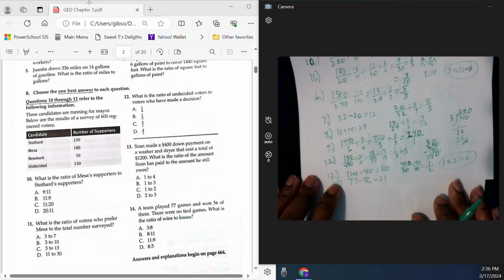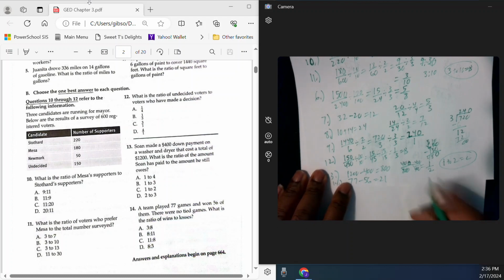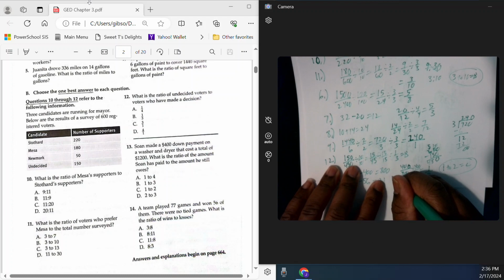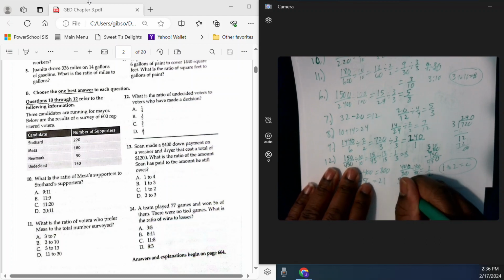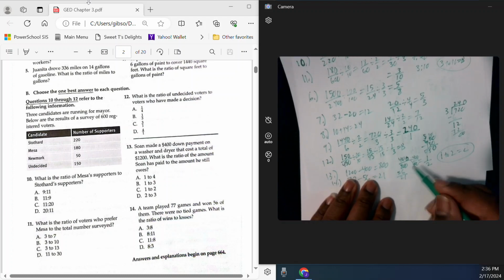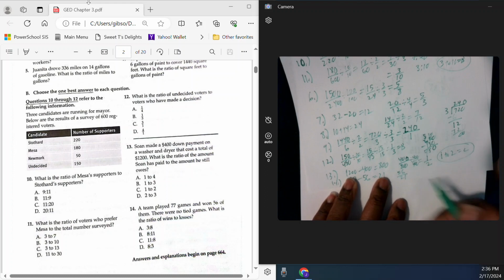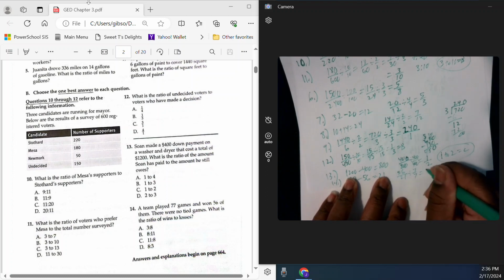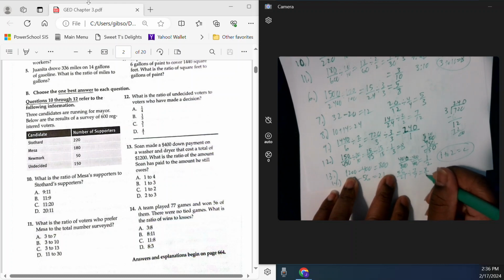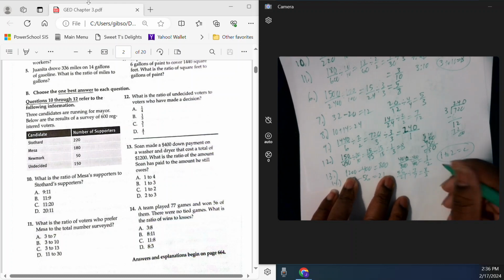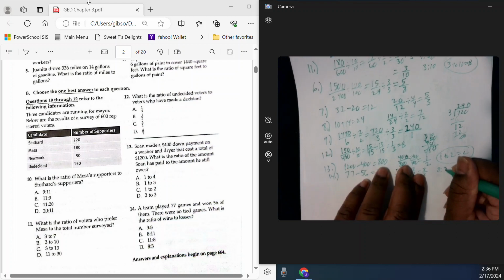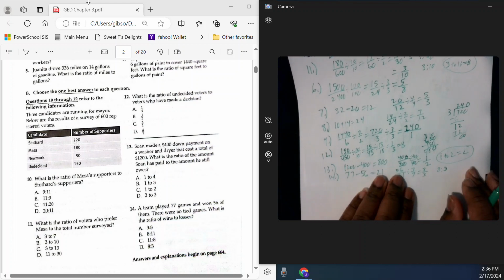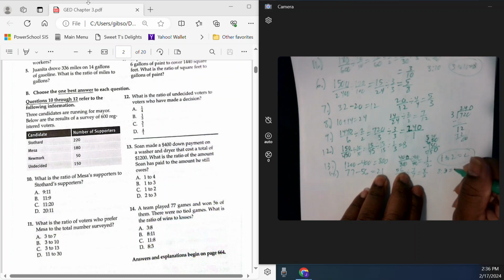So they want the ratio of wins, which is 56, to losses, which is 21. 56 and 21, they both can be divided by 7. 56 divided by 7 is 8, and 21 divided by 7 is 3. So they use the colon, so it'll be 8 to 3, 8 colon 3, and then the one that has 8 colon 3 is D.